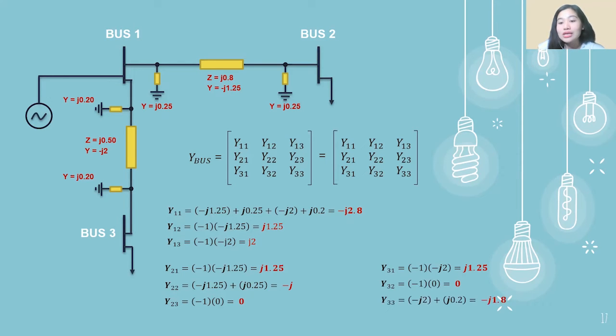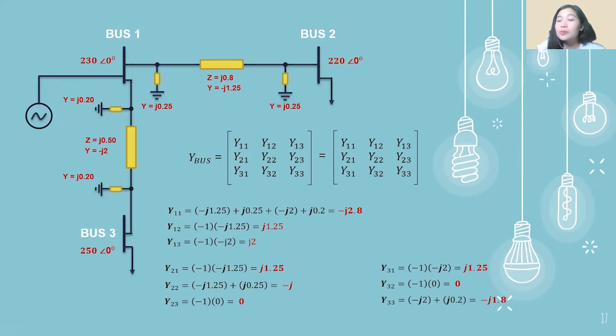And Y33 is all of the admittances connected to our bus 3, which is negative J2 and also J0.2, which is the shunt admittance between here. And that is equivalent to negative J1.8. Okay, now we are going to assign voltages. So our voltage here in bus 1 is 230 at an angle of 0 degrees. Bus 2 is 220 at an angle of 0 degrees.